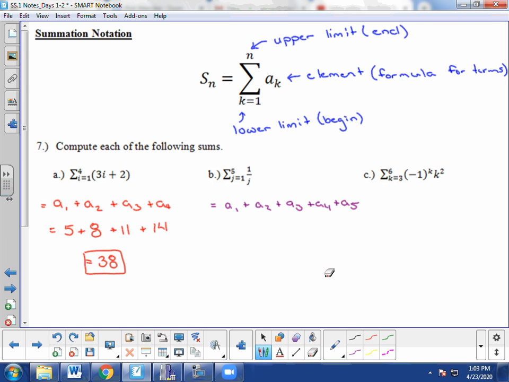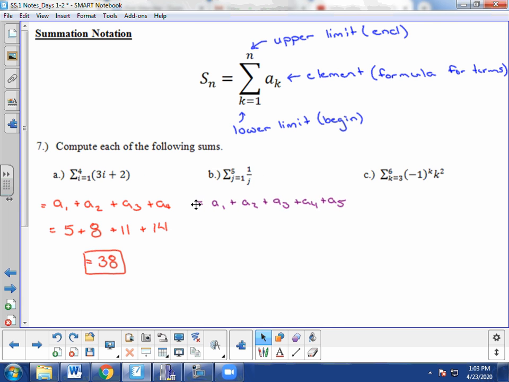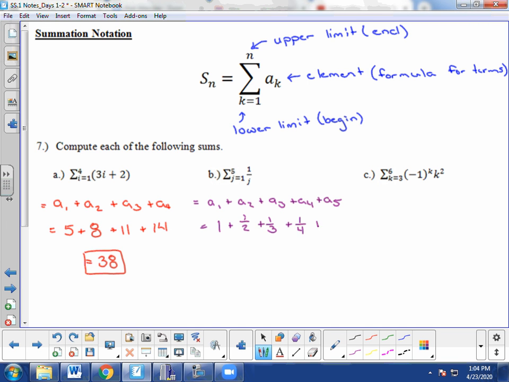For this problem, if I substitute in the corresponding values, my variable is j, so I want to substitute in 1 for j, which would be 1 over 1, which is 1. Substituting 2 for j would be 1 over 2, then 1 over 3, and I would follow this pattern: 1 over 4, and then 1 over 5.